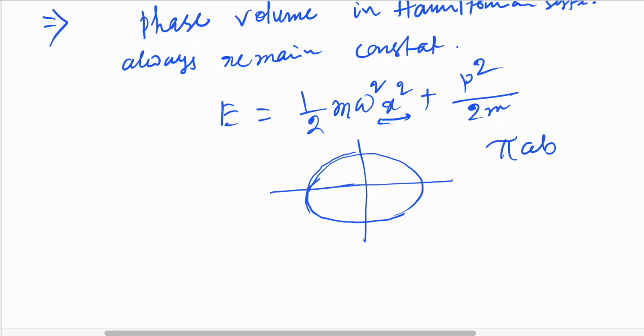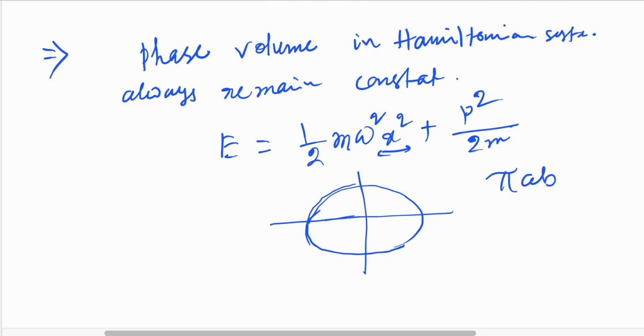If we generalize this concept for a Hamiltonian system, the volume of the phase space will always remain constant. So let's prove that first. So the volume dV, what is the dV? Suppose this is my phase volume, how is it changing?